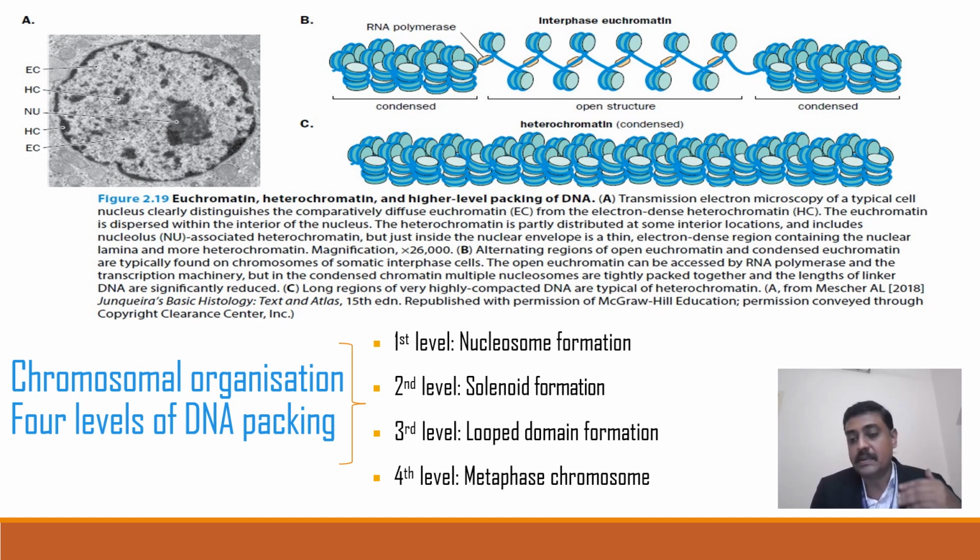For this to be achieved, human chromosomes have an organization phenomenon, and this happens at 4 levels. The first level involves nucleosome formation. The second level involves solenoid formation. The third level involves looping formation, and the fourth level, due to the mitotic metaphase chromosome phenomenon, leads to the complete condensation of the chromosomes.